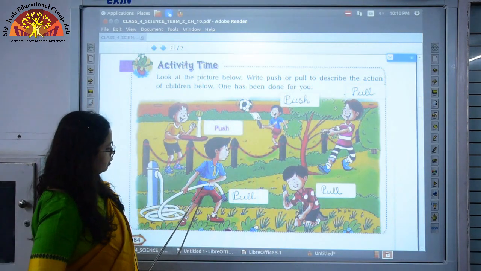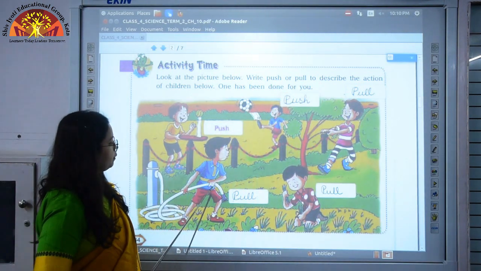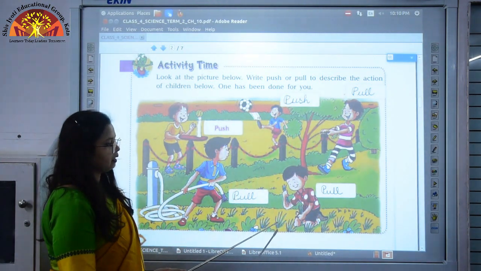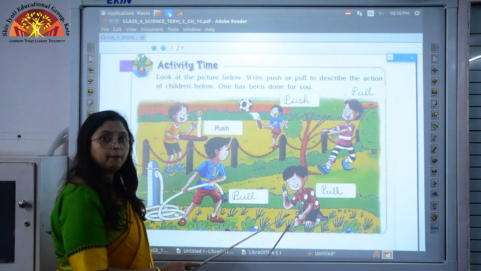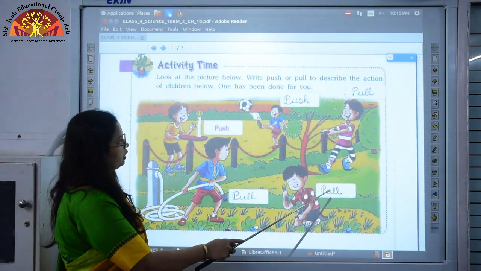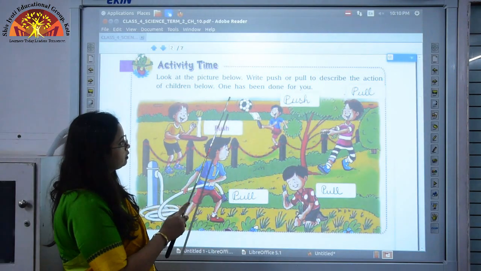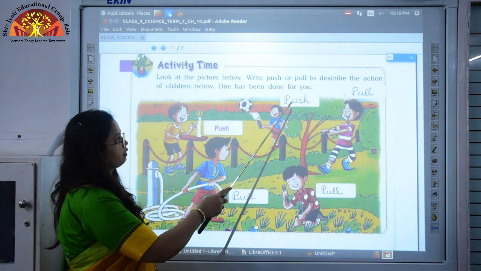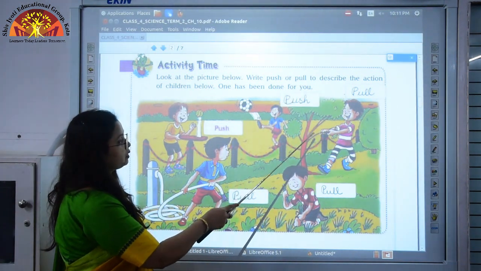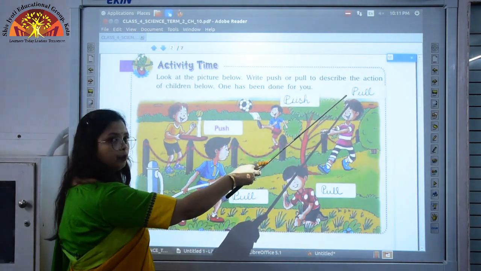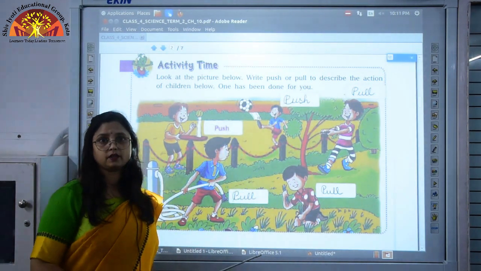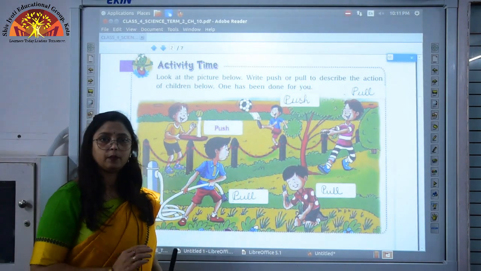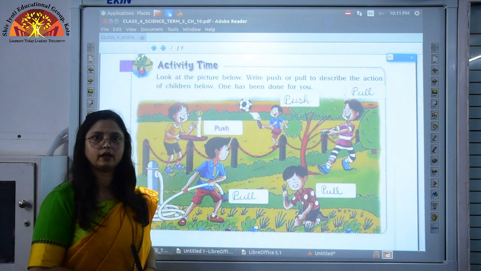Now let us come to the second picture. This boy is pulling the pipe with his hand. So here we will write pull. Then this boy is plucking the grass. How is he plucking the grass? By pulling it out. So we will write pull over here. Then this boy is kicking the football. So what is happening over here? He is pushing the football with his foot. So we will write push over here. This boy is pulling the branch of a tree. So we will write pull over here. So all these activities which involve push or pull are called force. When any push or pull is applied on an object, it is called force.